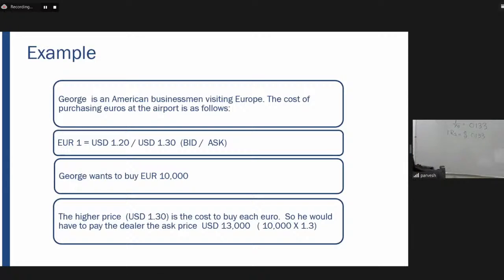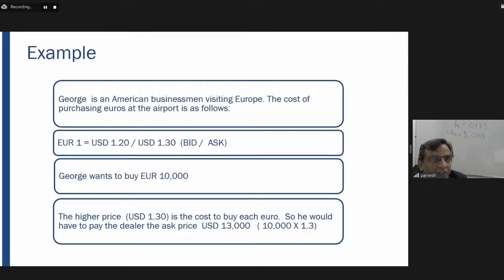So okay, so I think Ambika, you need to check your answer. The answer is 13,000. Why? I'll just explain. Some people get confused in that. So first, look at the first point. The American businessman is visiting Europe.